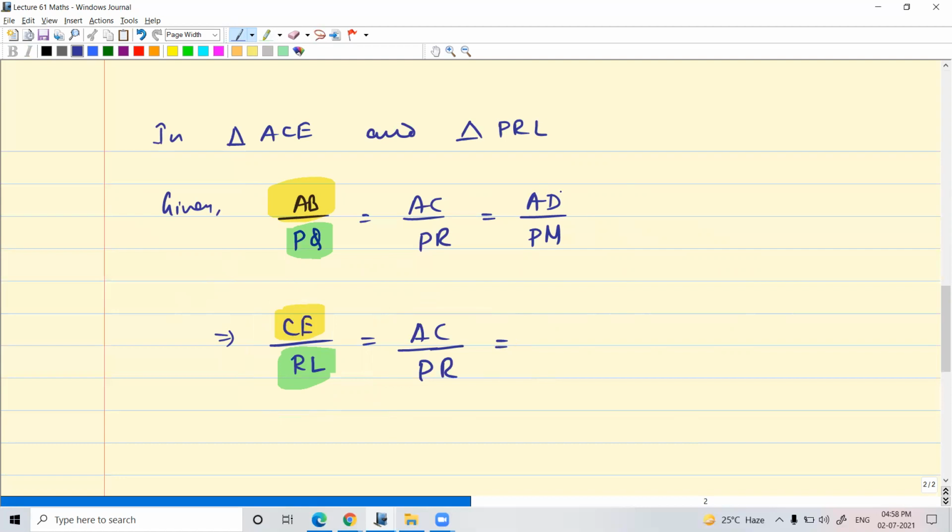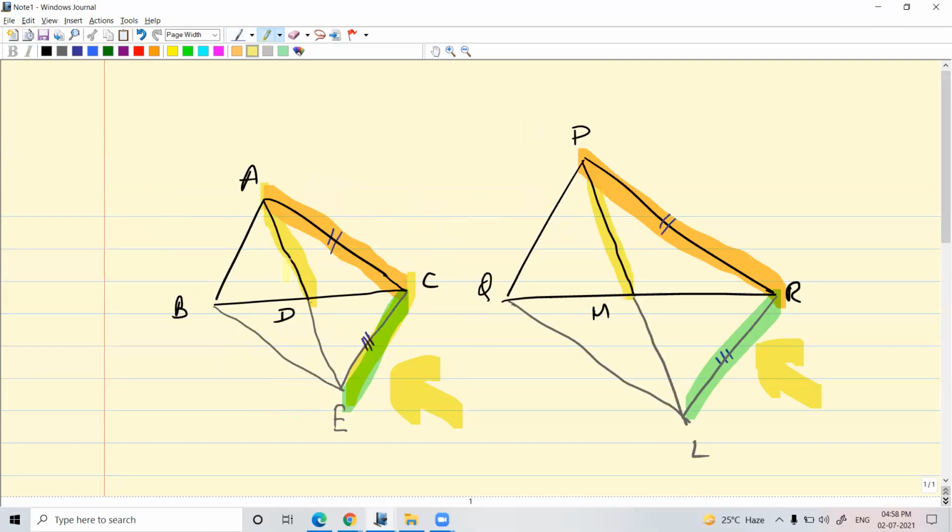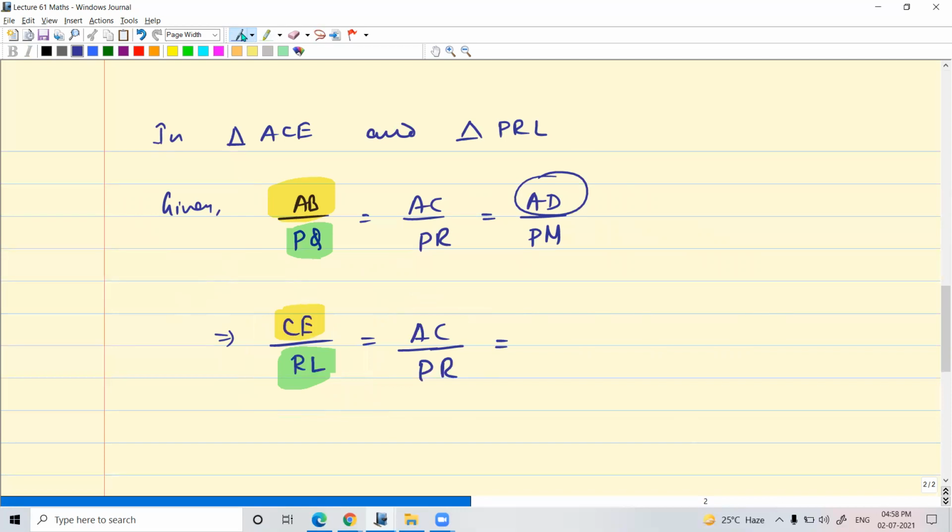How can we do that? What is this AD, guys? Is it not half of AE? AD is half of AE, right? Yes, sir. So I'm going to replace AD with half of AE, and same way PM is half of what? Look at the figure and tell me, PM is half of what?